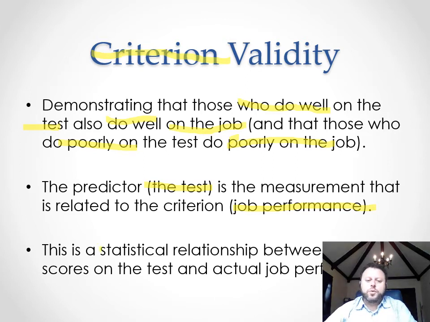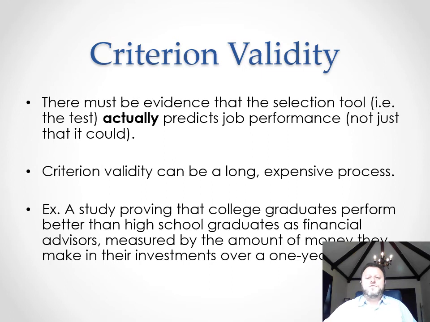So there would be a statistical relationship over time between people who did well on this test and well on this job. That's criterion, and that probably is the most important measure of validity. We have to have evidence that it actually does predict. If you do well on the test, you do well on the job. It has to be real.